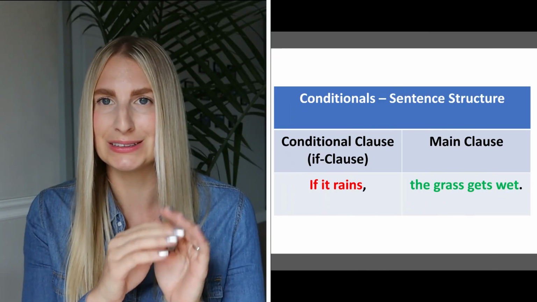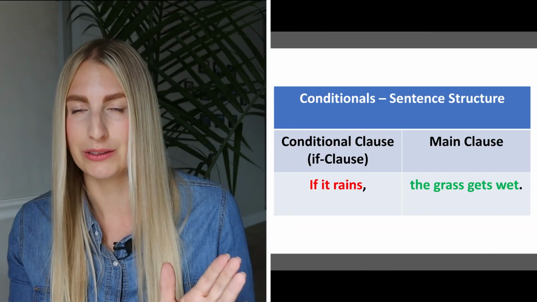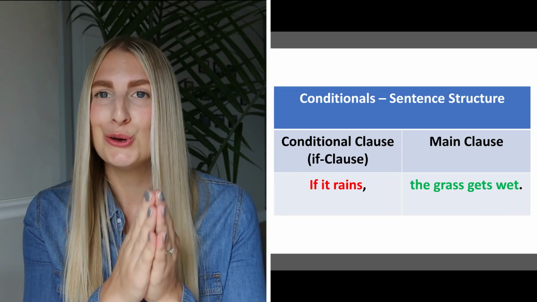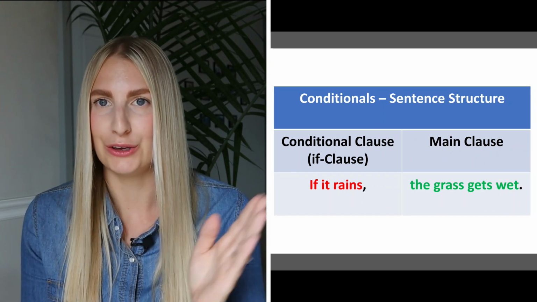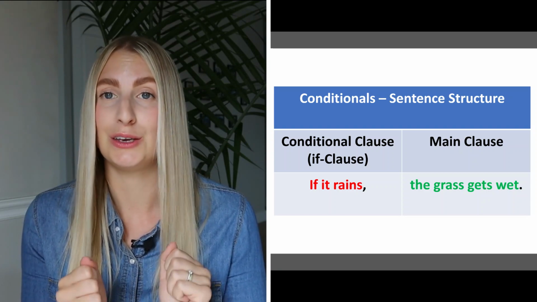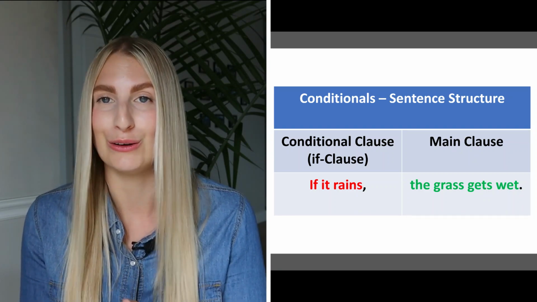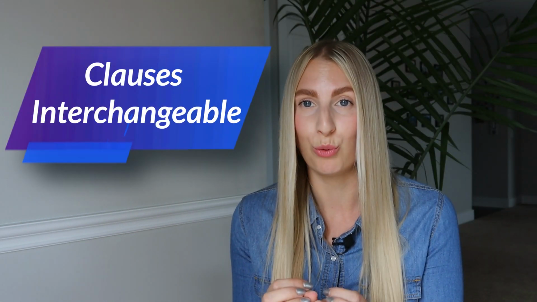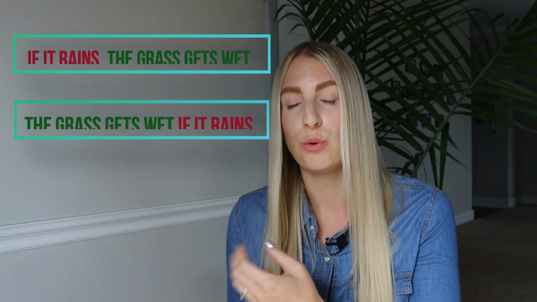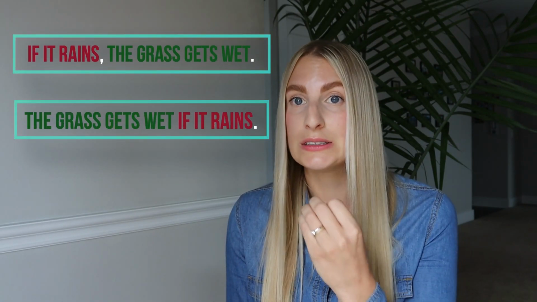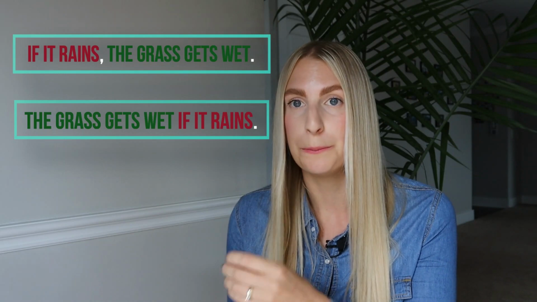Let's look at the sentence, if it rains, the grass gets wet. In red, you can see the if clause, if it rains, and in green, you can see the main clause, the grass gets wet. The clauses are interchangeable in their order, so you can say, if it rains, the grass gets wet, or you can say, the grass gets wet if it rains.